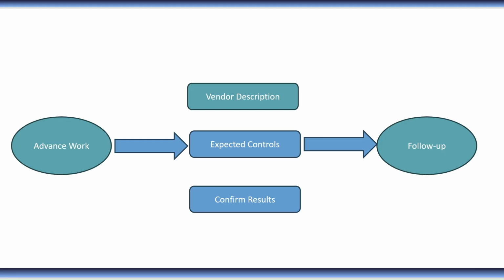We've already come up with this much, showing that there's advanced work needed, that we need things such as the vendor description, obviously the expected controls list, and the report itself. We can use those to review the report, see what Copilot comes up with, confirm those results, and then of course follow up with any issues that we identify in the report itself.